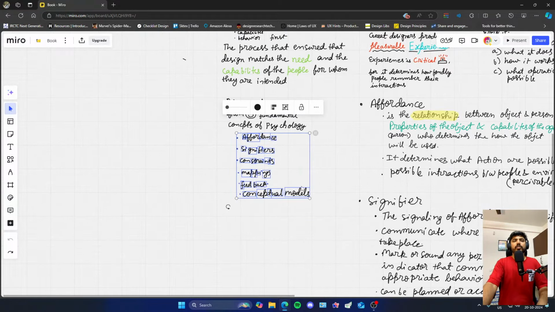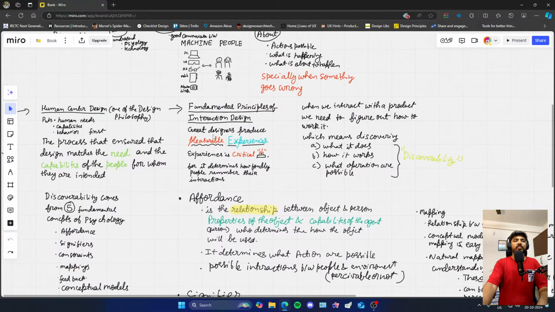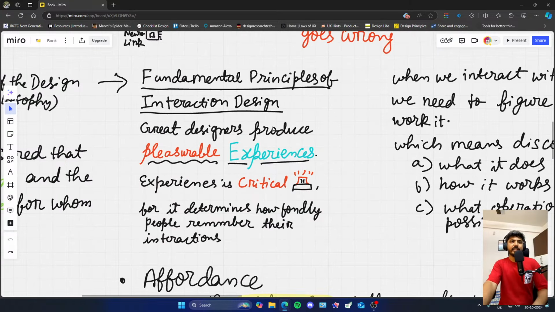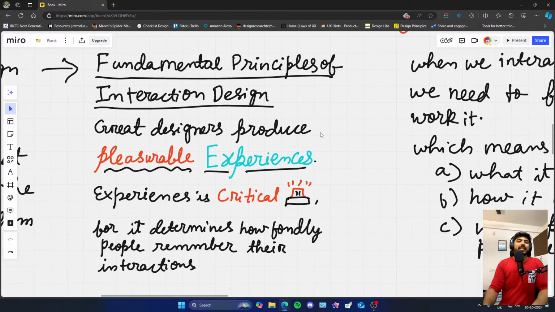Now we'll talk about the fundamental principles of interaction design. At the start of this section, he mentions that great designers produce pleasurable experiences, and he emphasizes experiences. And I emphasize the pleasure part.